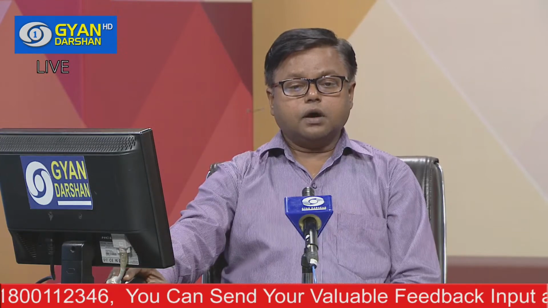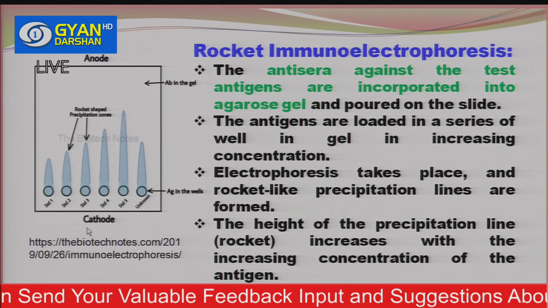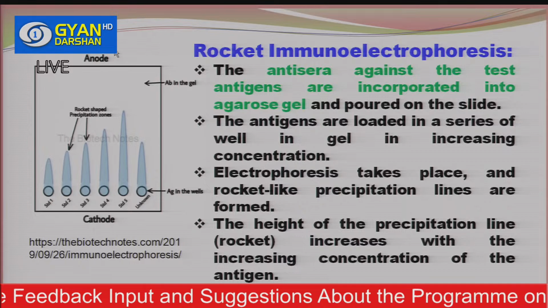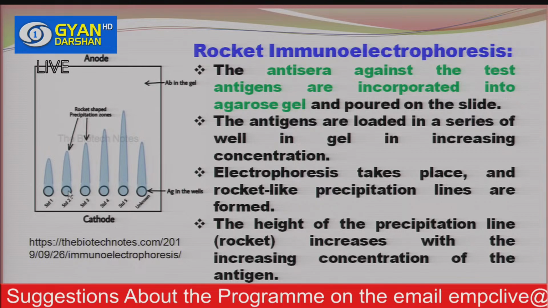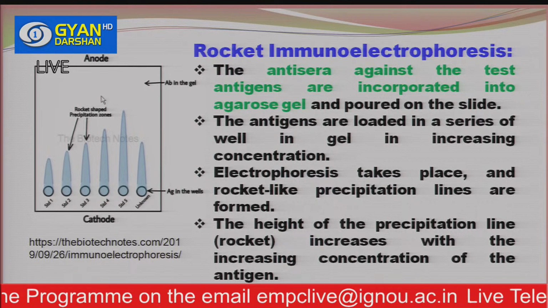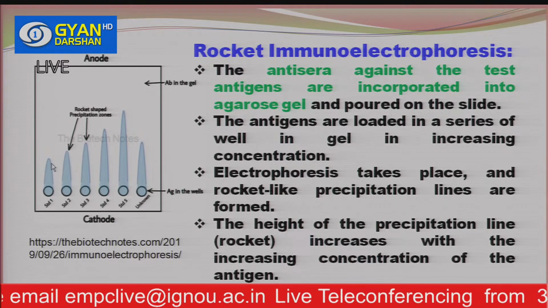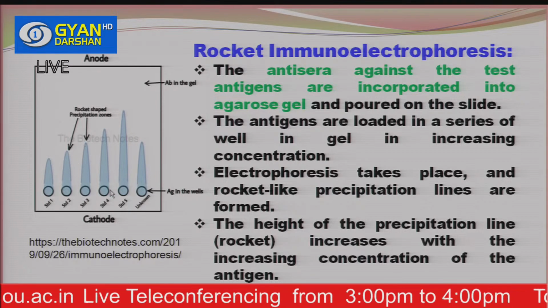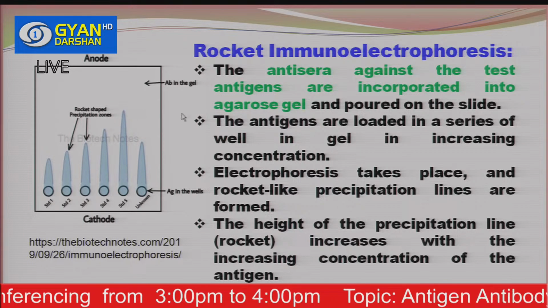Another is rocket immunoelectrophoresis. In this figure you can see the cathode and the anode, which we can connect with electrodes. Here are the wells, with antigens in the wells and antibodies in the gel. The antigen will diffuse, and we can see the pattern and decide the concentration of the particular antigens.